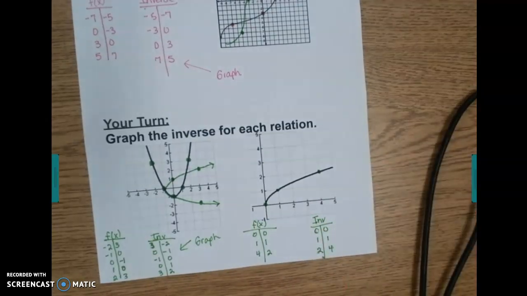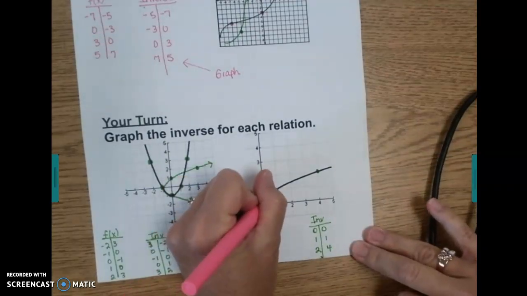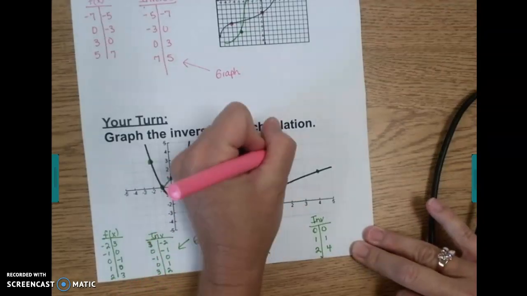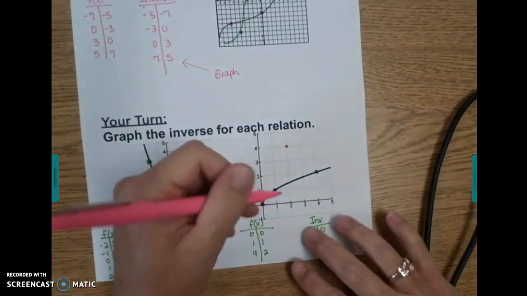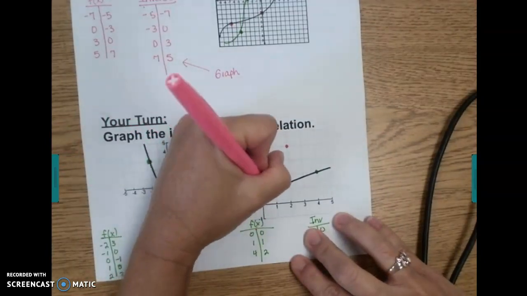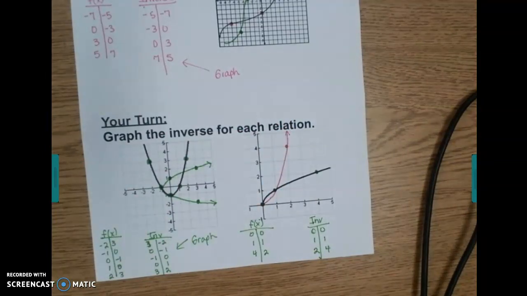So 0, 0, 1, 1, but then 2, 4. So this one would come something like that. And that's how you find the inverse from a table and a graph or a list.